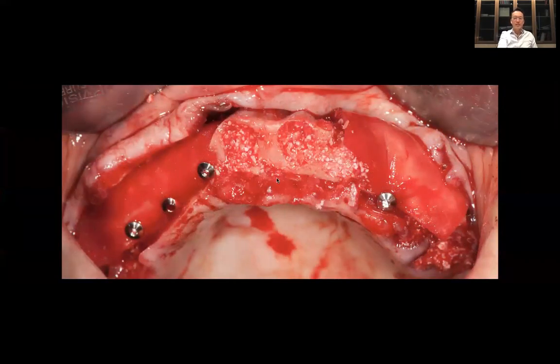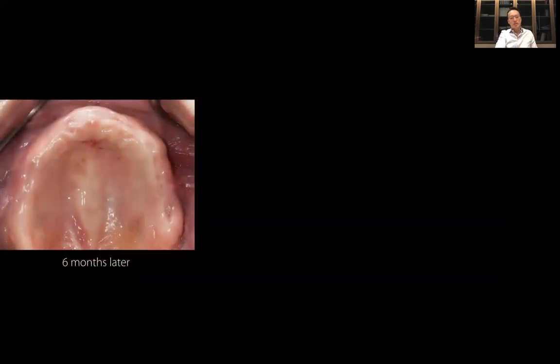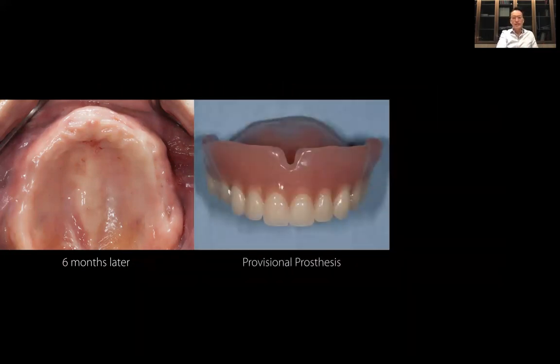And for the incisors, basically I place the bone graft in the extraction socket to do socket preservation. So after the surgery, I close everything up and let the patient heal for about 6 months. And 6 months later, everything seemed to heal very well. And this is my provisional prosthesis I made.